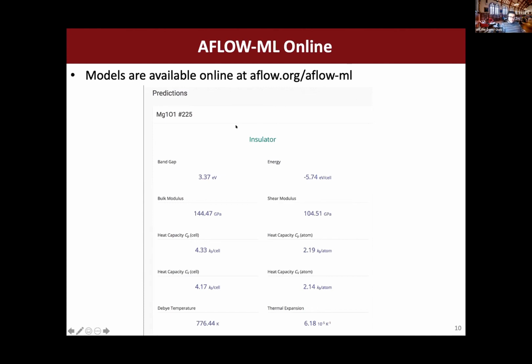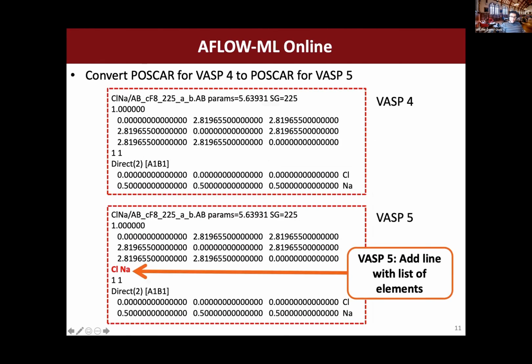So you see this material is predicted to be insulating. We get a band gap, we get the bulk and shear moduli, the heat capacity, the Debye temperature, and thermal expansion. Okay. So what is this format for VASP4 versus 5?